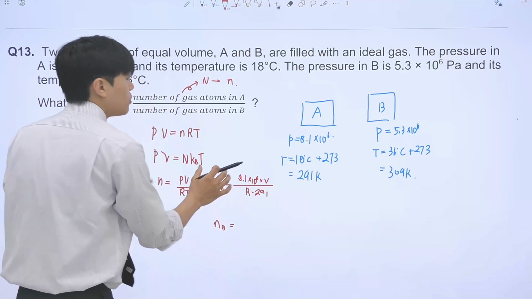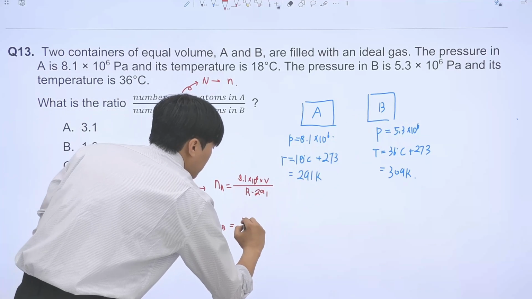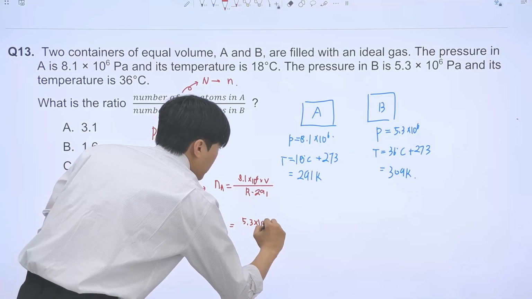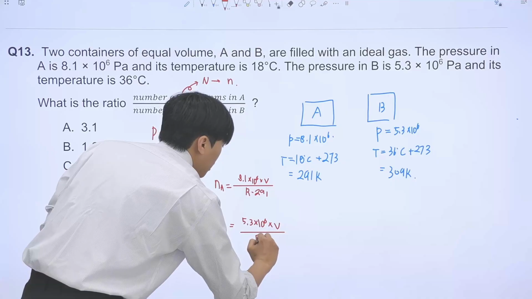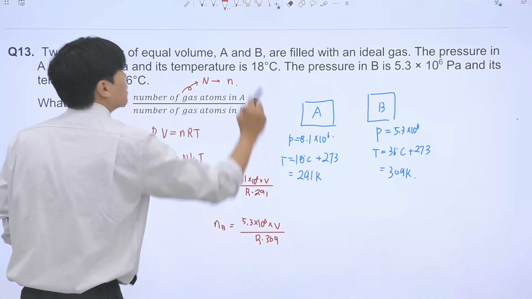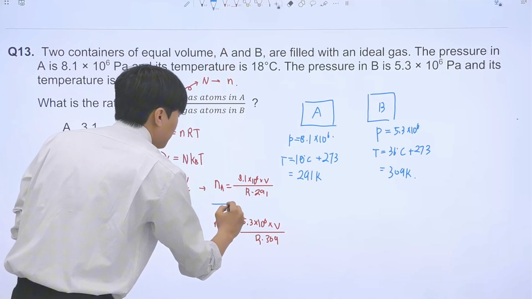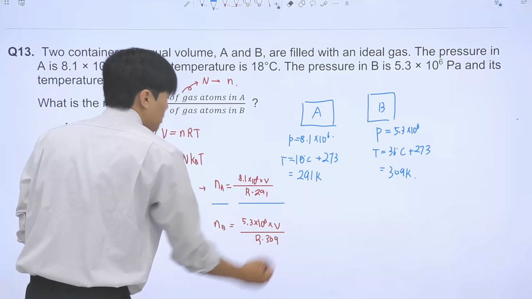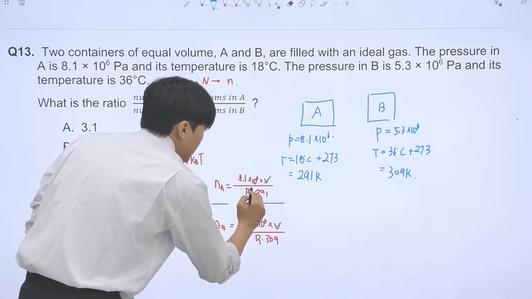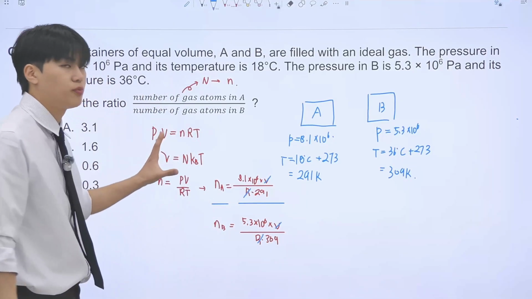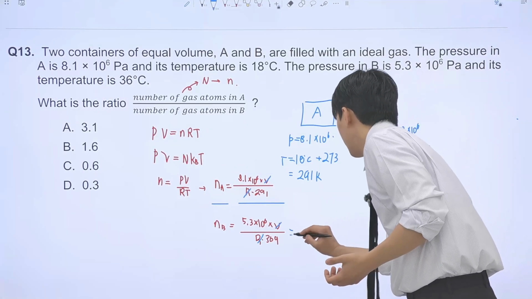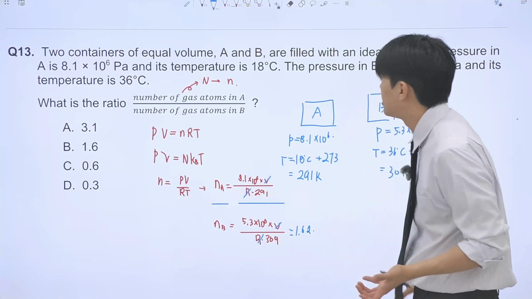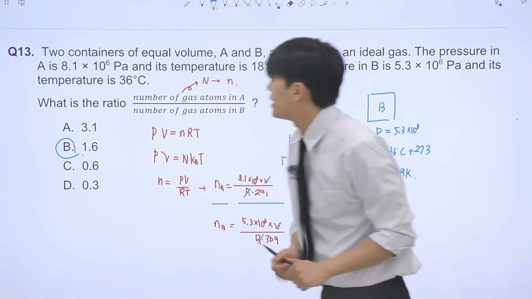NB equals the pressure, times 10 to the 6, and volume, something we don't know, but we know that they are the same, and R times 309. What's next? We just have to divide them. This divided by this, and volume cancels out and R cancels out. So you can just put it into the calculator. Then you find a number about 1.62, which is B in that case.